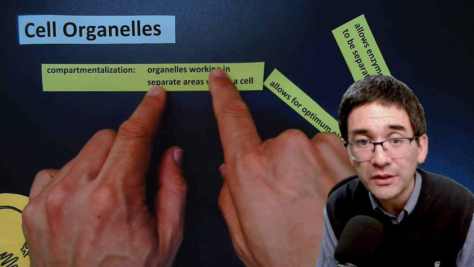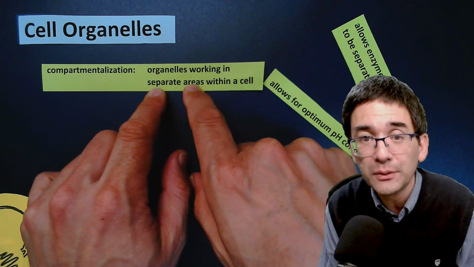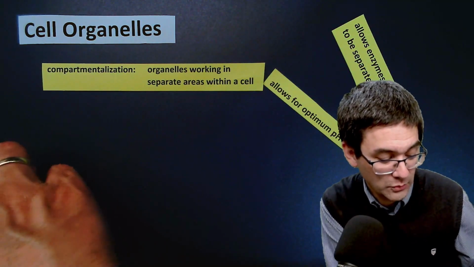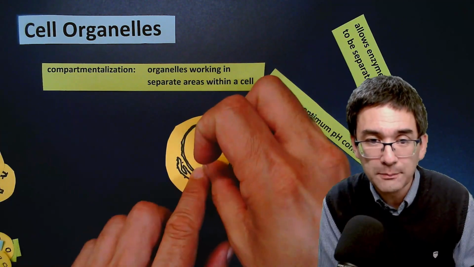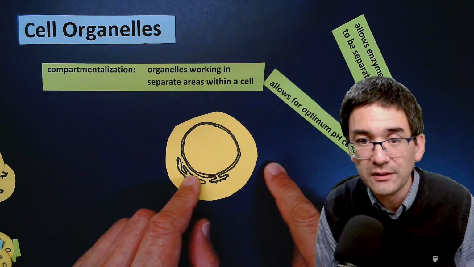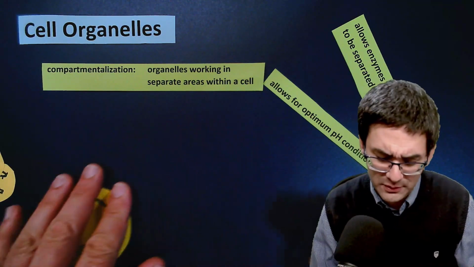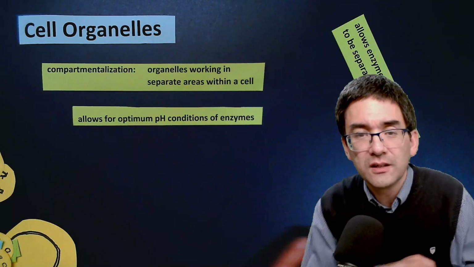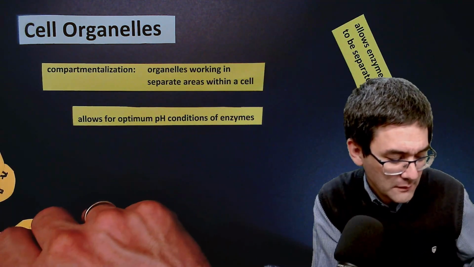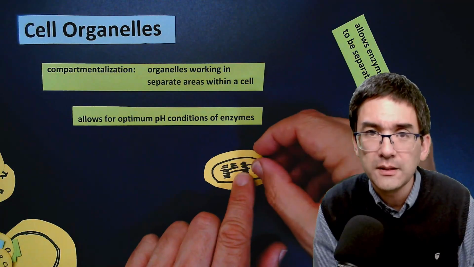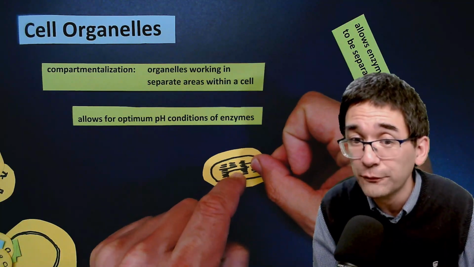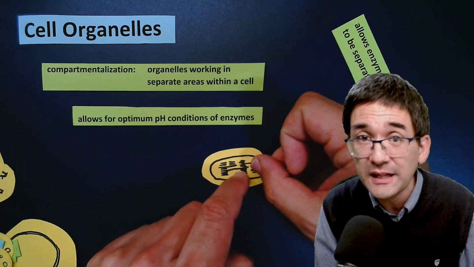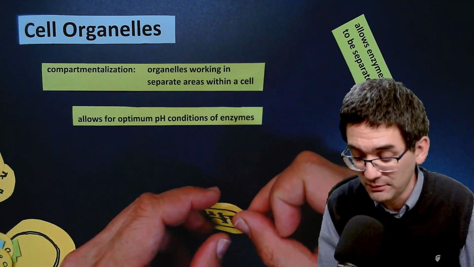They have cell organelles that are working in separate areas within a cell. Obviously, the nucleus is a separate area. The inside is different than the outside. Now, why is this important? Well, it allows for optimum pH conditions of the enzyme. So maybe inside a cell organelle the pH is different than on the outside. That's quite well possible, because there are different enzymes in there than on the outside.